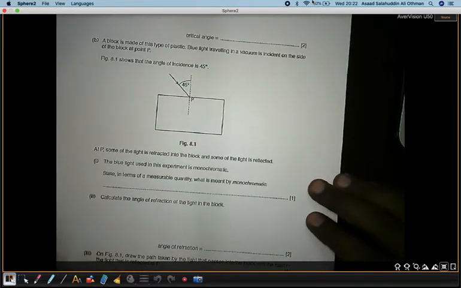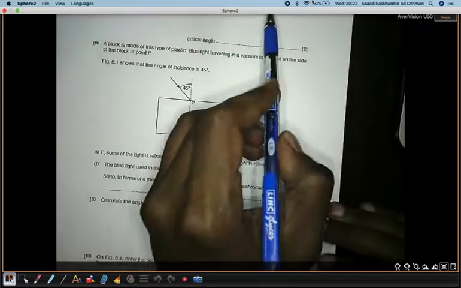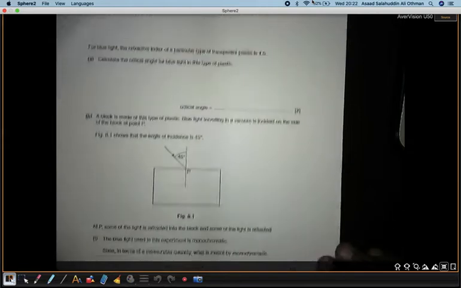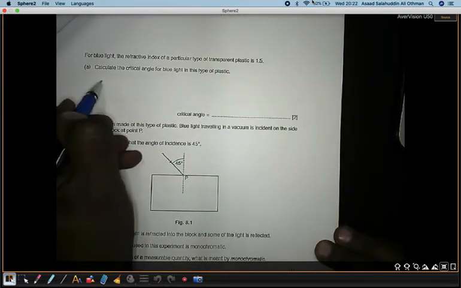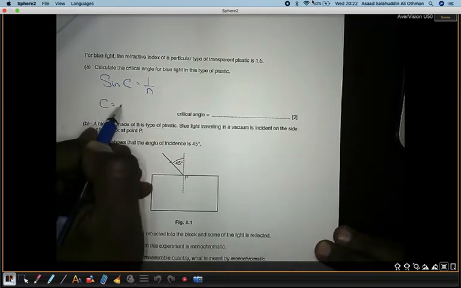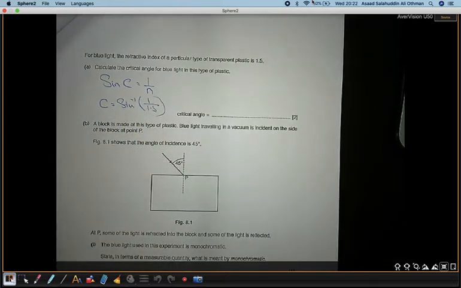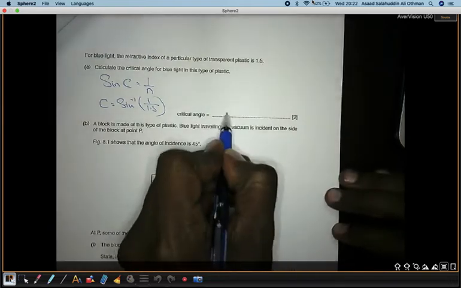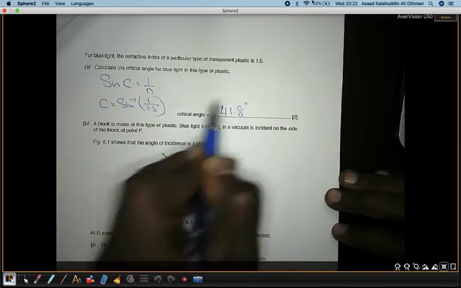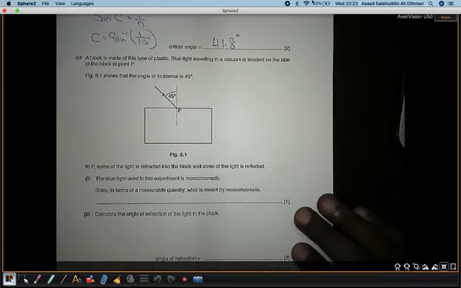Now in the next part it says that for blue light the refractive index is 1.5. Calculate the critical angle of blue light. The critical angle sine C equals 1 over n. C is equal to sine inverse of 1 over 1.5, and 1.5 is that refractive index. I don't have my calculator near me right now, but the answer is 41.8 degrees. Remember that angles need to be given correct to 1 decimal place.